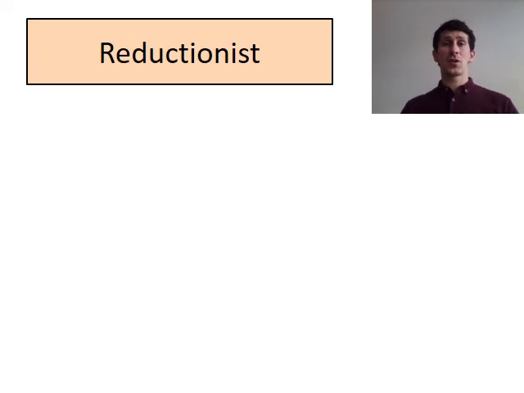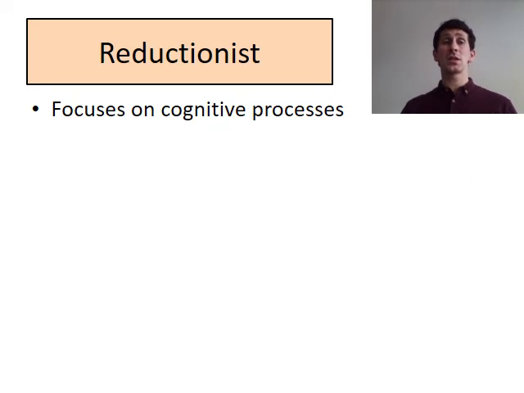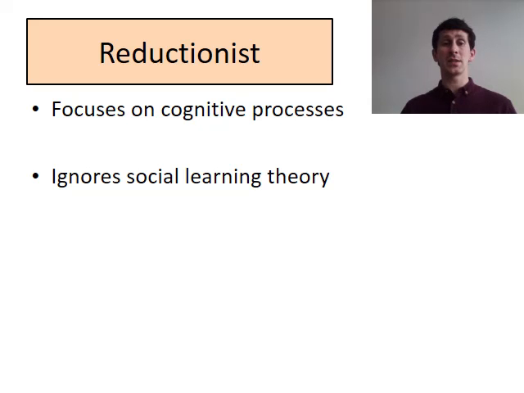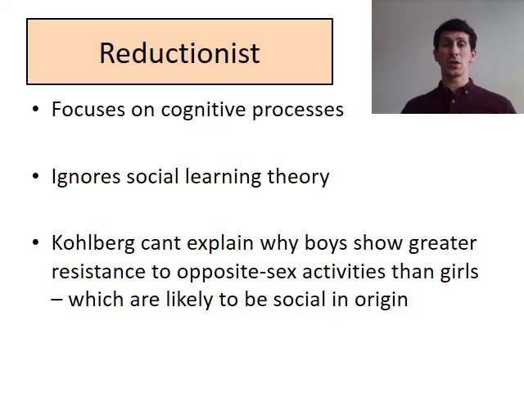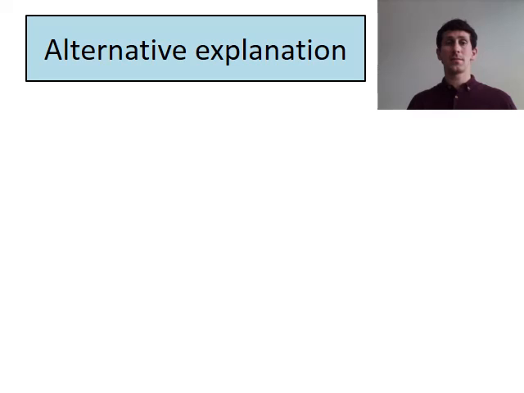Again, you can throw in that reductionist paragraph. It only focuses on cognitive processes. It ignores things such as the social learning theory, the idea of biology. And Kohlberg can't explain why boys show greater resistance to opposite sex activities than girls. And that's most likely to be social in origin. It's most likely to be down to parent treatment. So dads are far more likely to punish a boy for doing girls' activities than they are a girl doing boys' activities. So it is certainly a reductionist theory.